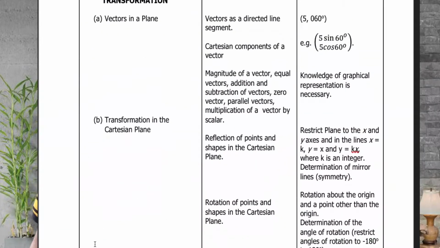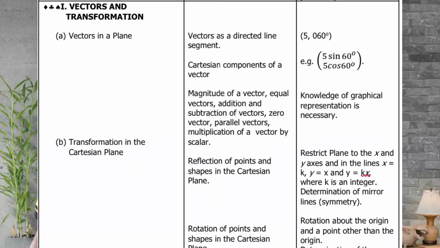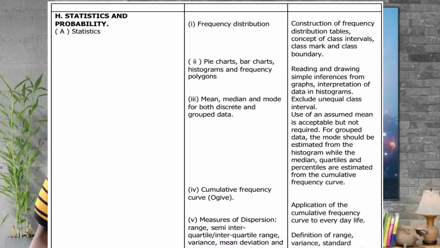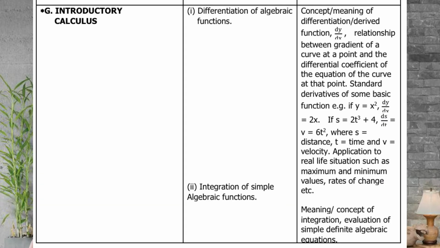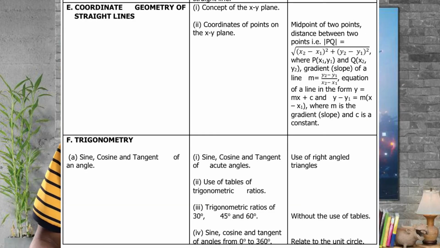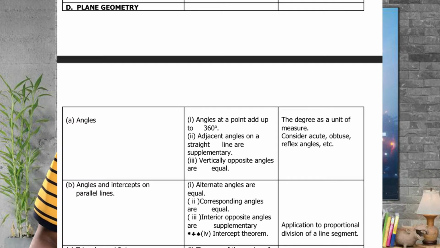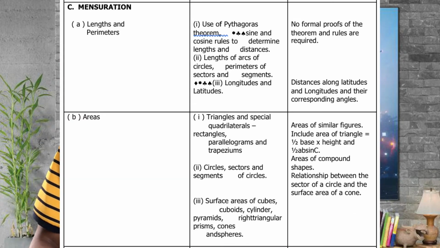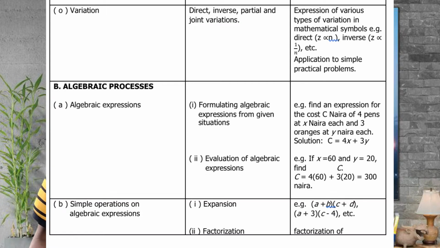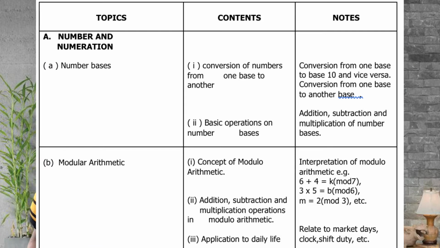The WAEC syllabus is divided into vectors and transformation, statistics and probability, introductory calculus, trigonometry, coordinate geometry, plane geometry, mensuration, algebraic processes, and number and numeration. So you may be wondering, all these divisions, number and numeration, algebraic processes, this, that, what am I to know under them?